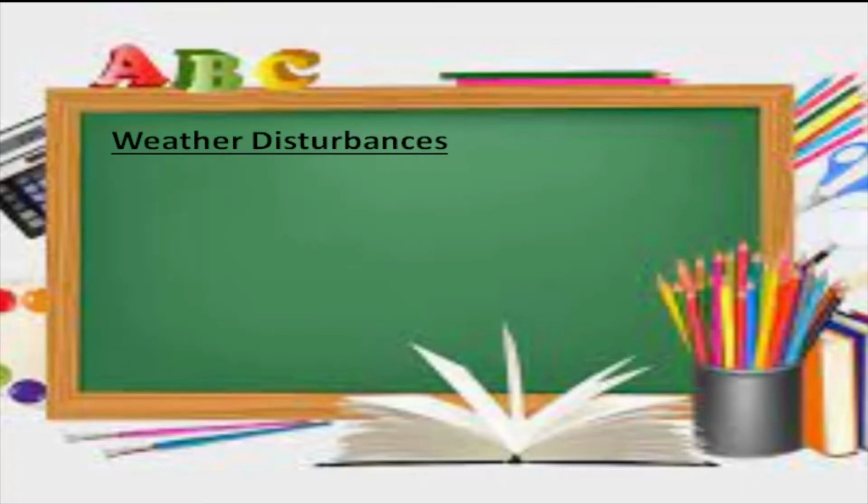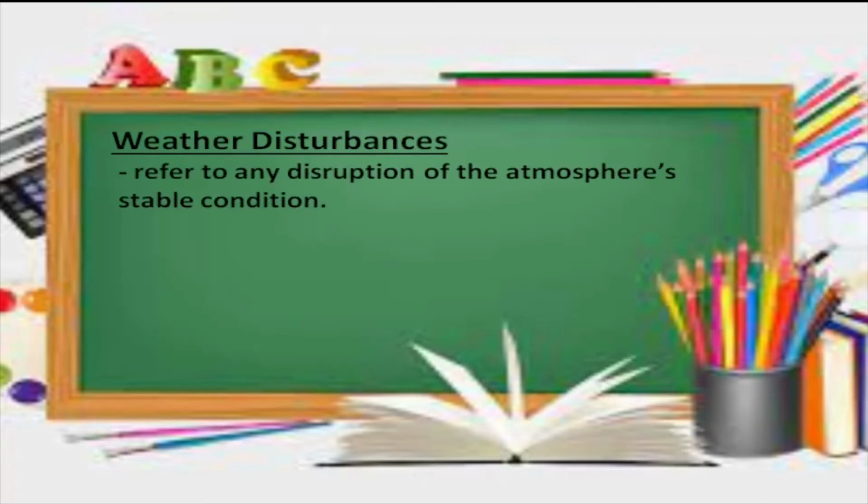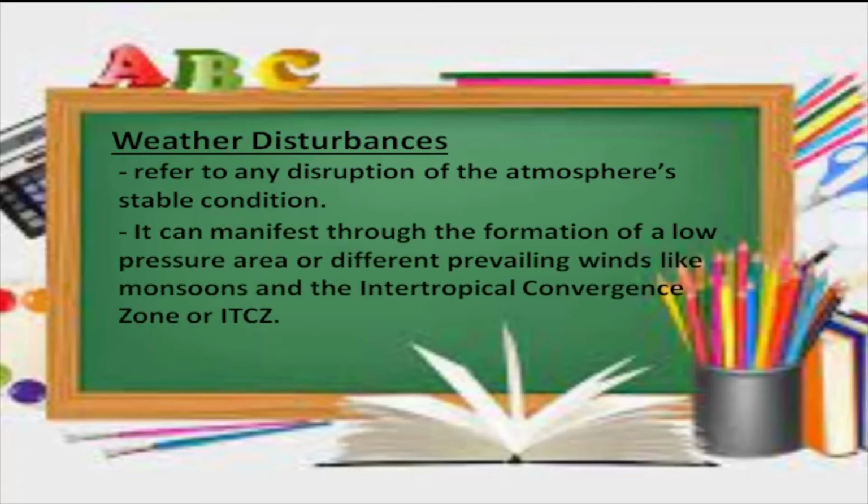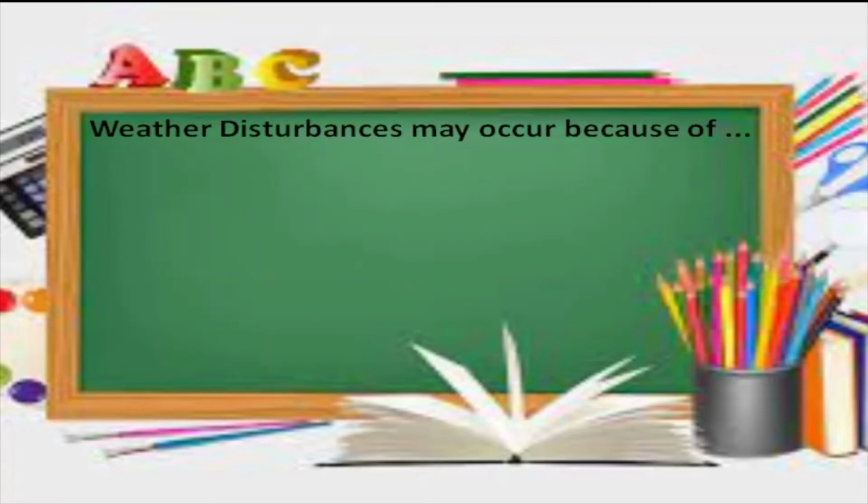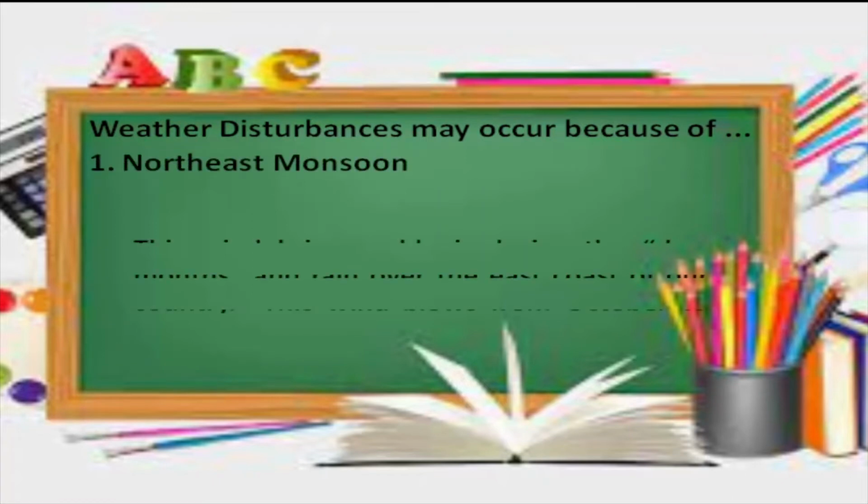What are weather disturbances? Weather disturbances refer to any disruption of the atmosphere's stable condition. It can manifest through the formation of a low-pressure area or different prevailing winds like monsoons and the Intertropical Convergence Zone or ITCZ. Weather disturbances may occur because of number 1, northeast monsoon.